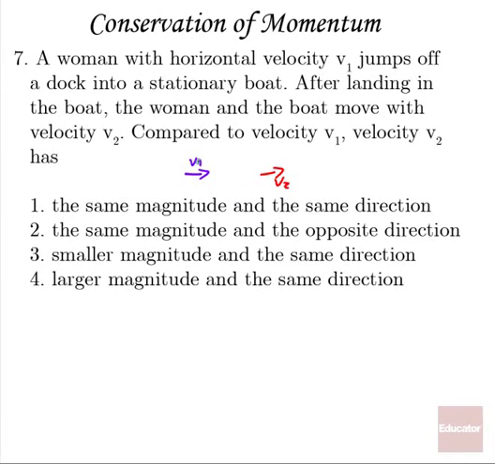Well, because the woman initially had some momentum, when she jumps in the boat, the mass goes up. So the velocity must go down by conservation of momentum. So we'll have the same direction, but the velocity must be smaller. So we'll have a smaller magnitude and the same direction.